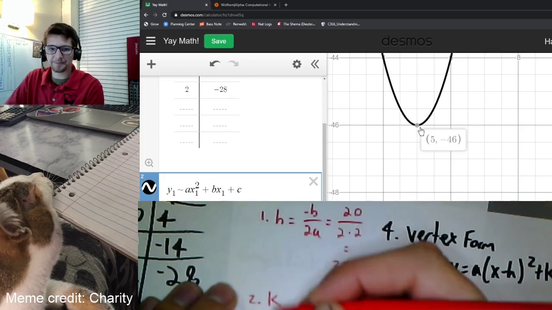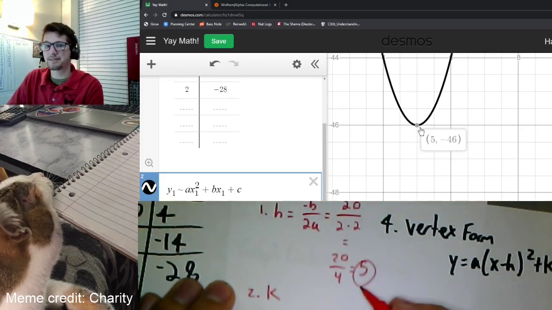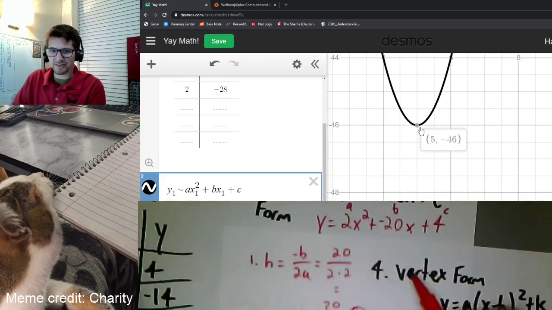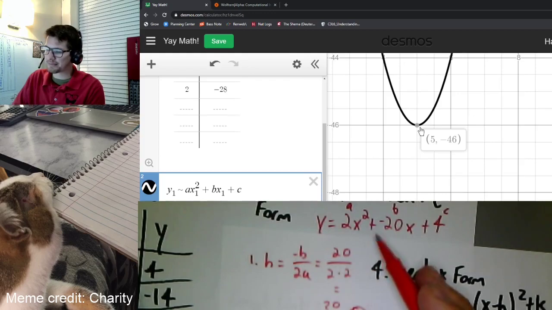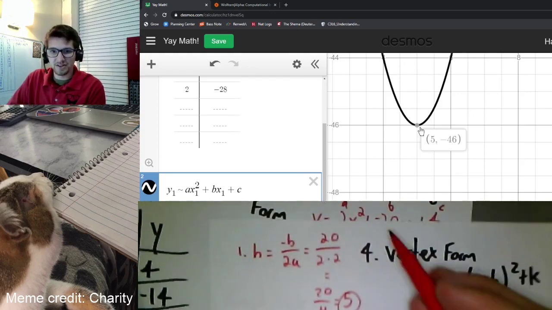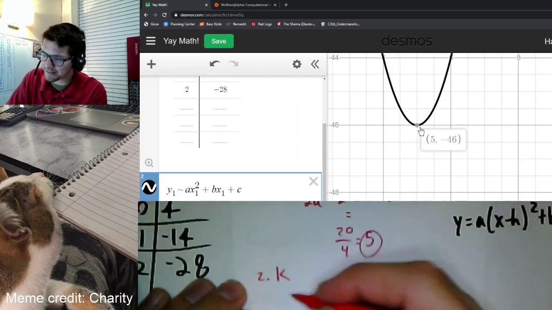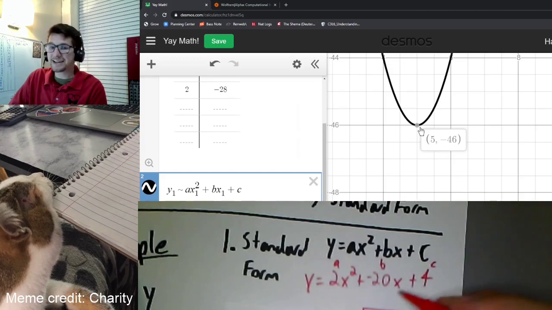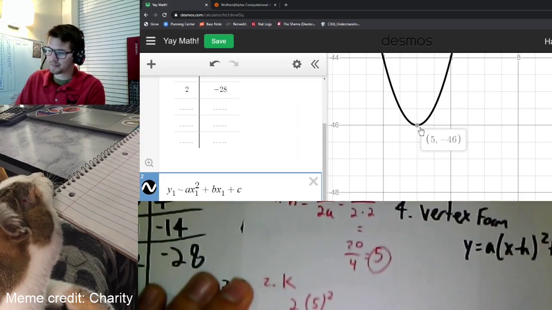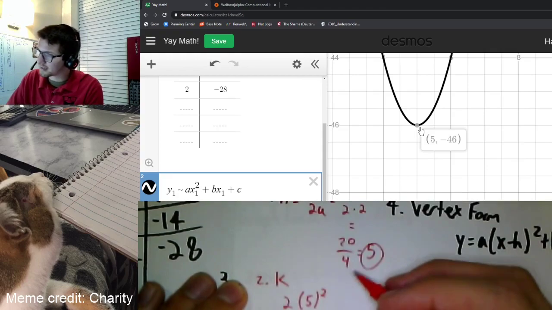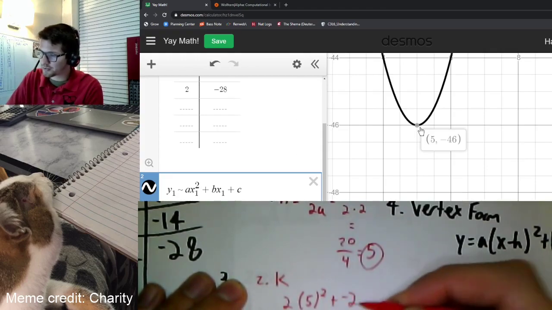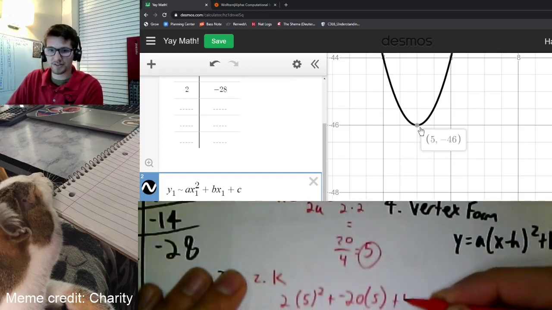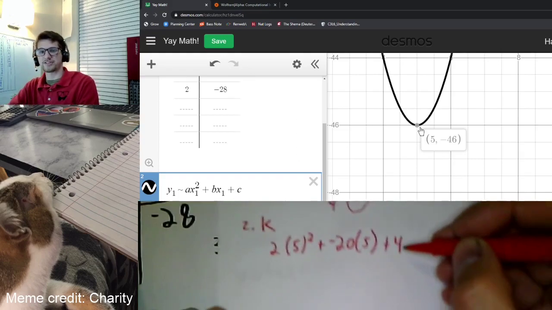Second, I got to find my K. How do I find K? I plug in my H into the standard form equation. So I'm going to write this equation, except instead of x, I'm going to write 5. So that's 2x squared. So instead of that, I write 5 squared plus negative 20x. So that'll be plus negative 25 plus 4. Then I solve this for k.